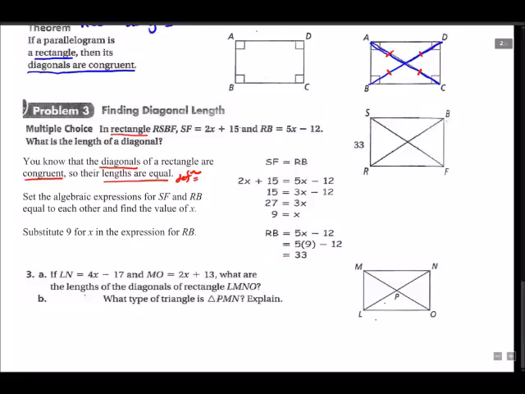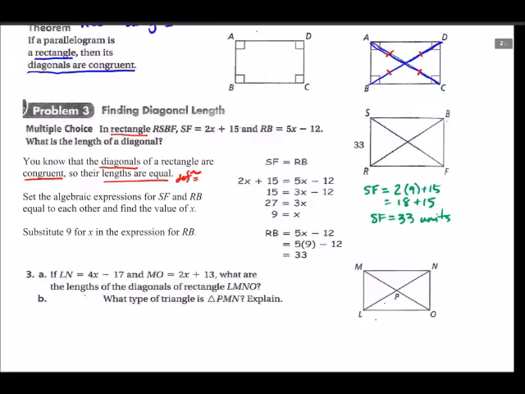And how come we only need to find one of these? All they found was that the length of RB is 33. Because they're congruent. So if we did the length of SF, 2x plus 15, put in 9, 18 plus 15, what are we going to get? Guess what? The length of SF is also 33 units. So we only need to find one because they're congruent. So if we know one, we know both.